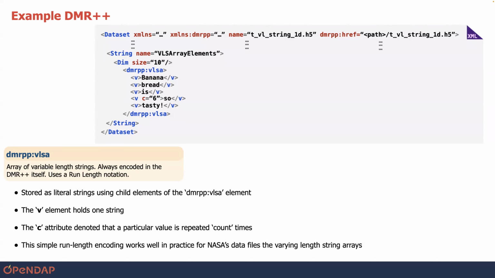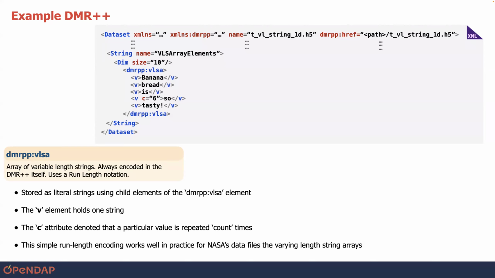The 0th element is banana. The 1 element is bread. 2 is the word is. Then the 4th, 5th, 6th, and so on elements are so, and then the 10th element is tasty. So that's the way we encode run length limited encoding.